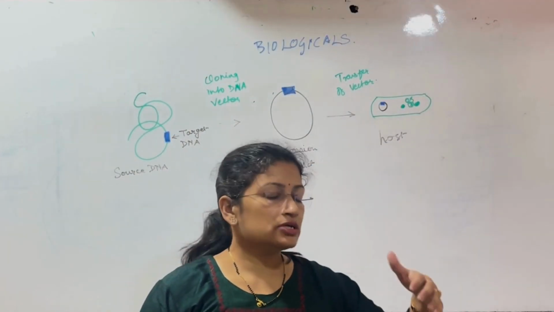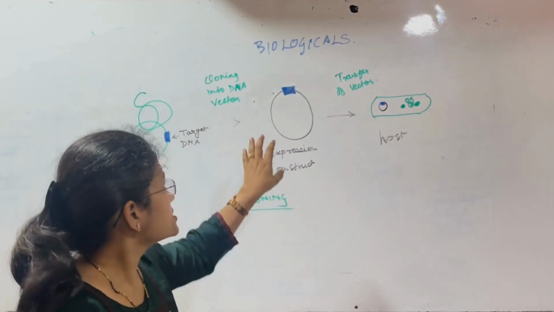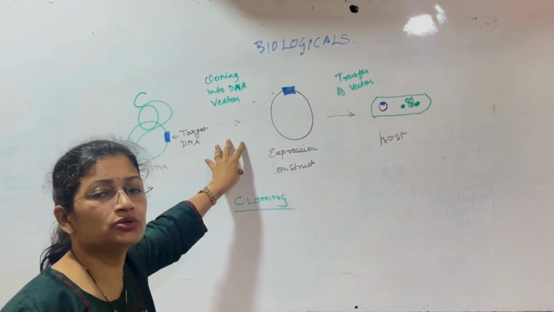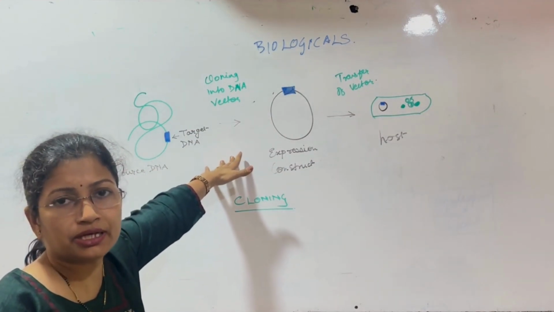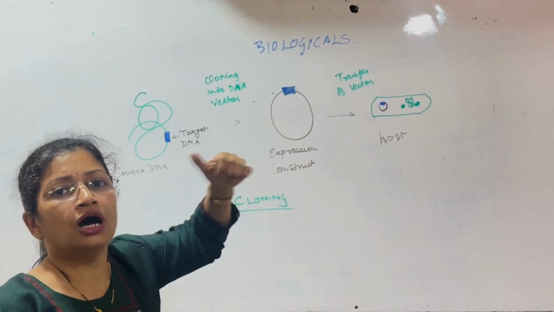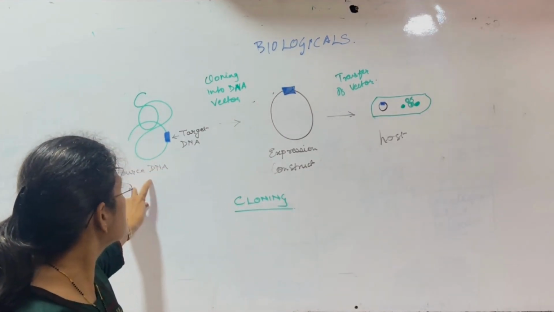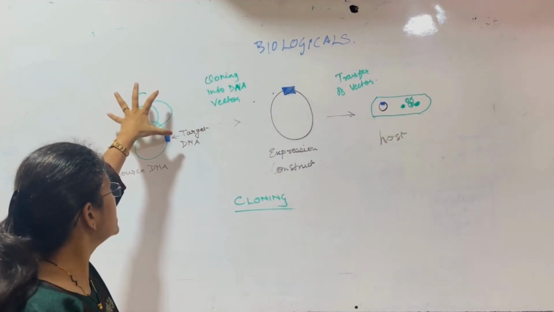Now let us try to understand about biologicals. How are the biologicals manufactured? Let us first start to understand how the API is manufactured, or how the starting process of it works. First is source DNA.